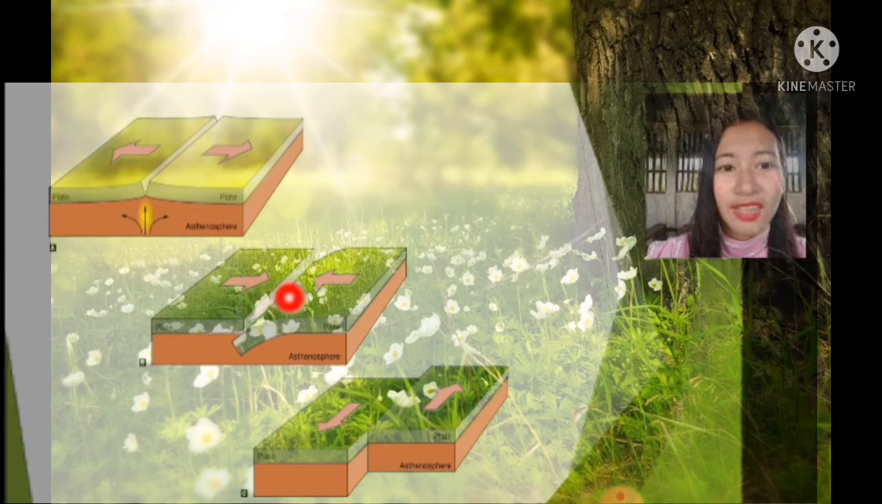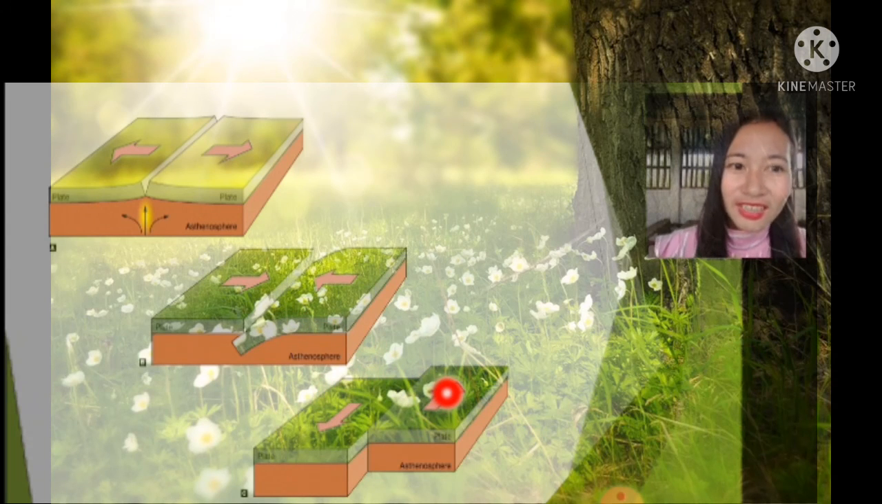This one is a convergent boundary because the first arrow and the second arrow are colliding with each other. And in this arrow, when you look at this, one plate subducts and the other one is buckled up. This forms mountains or mountain ranges.